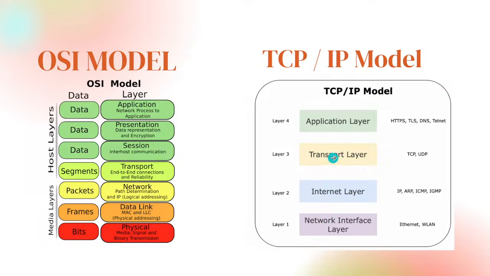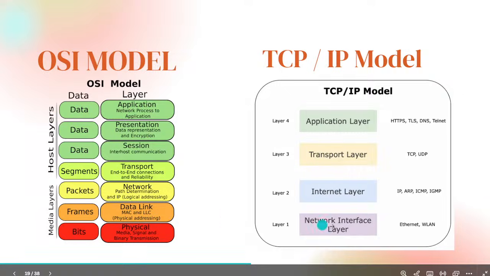And in the TCP IP model, 4 layers are there: network interface layer, internet layer, transport layer and application layer. So in TCP IP, the presentation and session layers' work is also done by the application layer. Then after the transport layer comes the internet layer, that is the network layer, and the network interface layer handles the physical and data link layer activity.